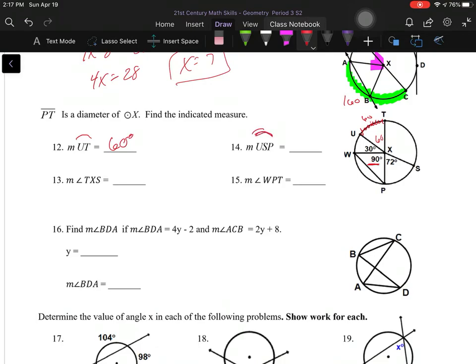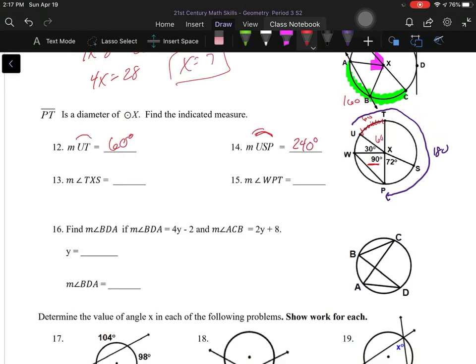Measure of arc USP. So USP, starting at U, going through S all the way to P. Because TP is a diameter, I know that half of the circle is 180, plus the 60 that we just found. So from U to T is 60, from T through S to P is 180. So 60 plus 180 is 240.